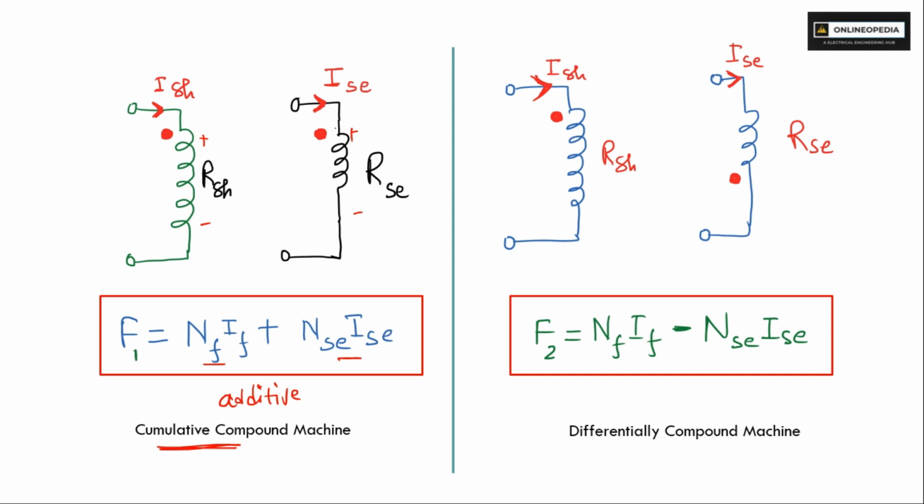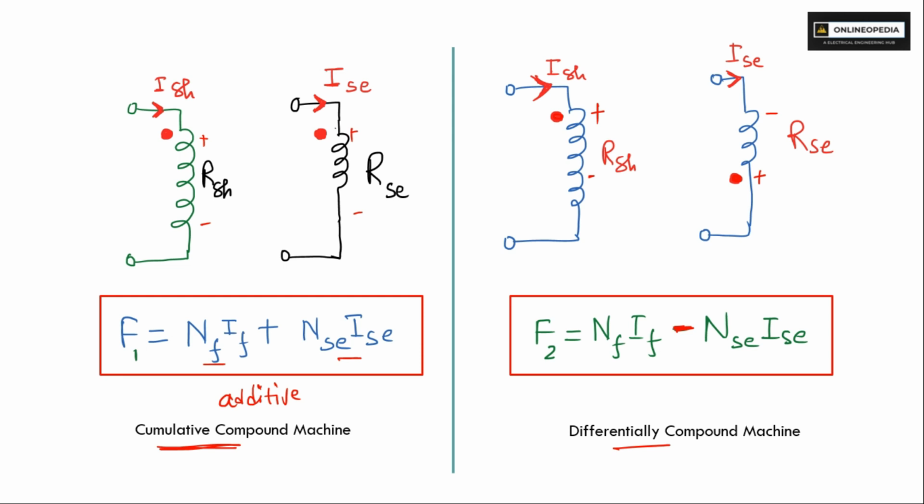But in case of a differentially compound machine, the shunt field and the series field MMF are opposing each other. That is why there is a minus symbol, because the shunt field current is entering the polarity, but the series field current is going out from the polarity. That is, this is positive, this is negative, this positive, this negative. So in a differential compound machine, the current enters the shunt field toward the polarity, and for the series field it is away from the polarity. That is why the total MMF produced in a differential compound machine is subtractive in nature.